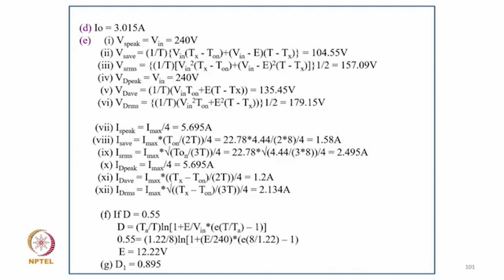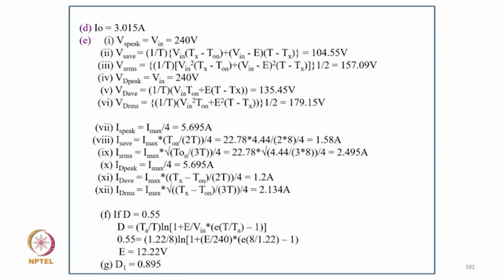Now I equal to 3.015, so we can calculate the Vs peak, V equal to V in, that is 240 volt, Vs average equal to 1 upon T, and putting value 104.55, and Vrms, putting the value, it comes 157.09, and Vd peak comes 240 volt, Vd average comes, putting a value, 137.55, and Vd RMS comes, putting value, 179.15, and Is peak is I max by 4, so it's 5.695. Is average comes, putting a value, 1.58, and Is RMS comes 2.45, and I diode peak divided by 4, that is 5.695 ampere. ID average by a relation value 1.2 ampere, and the ID RMS comes 2.1.